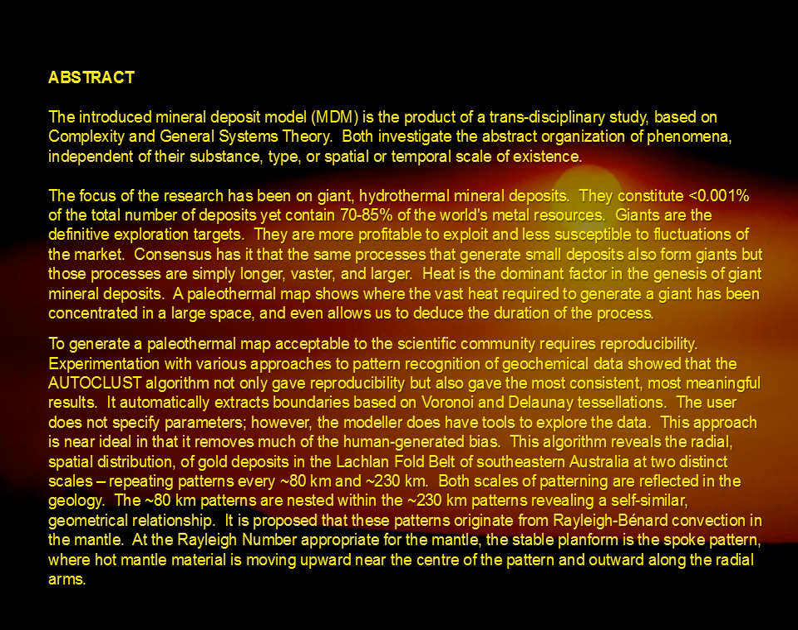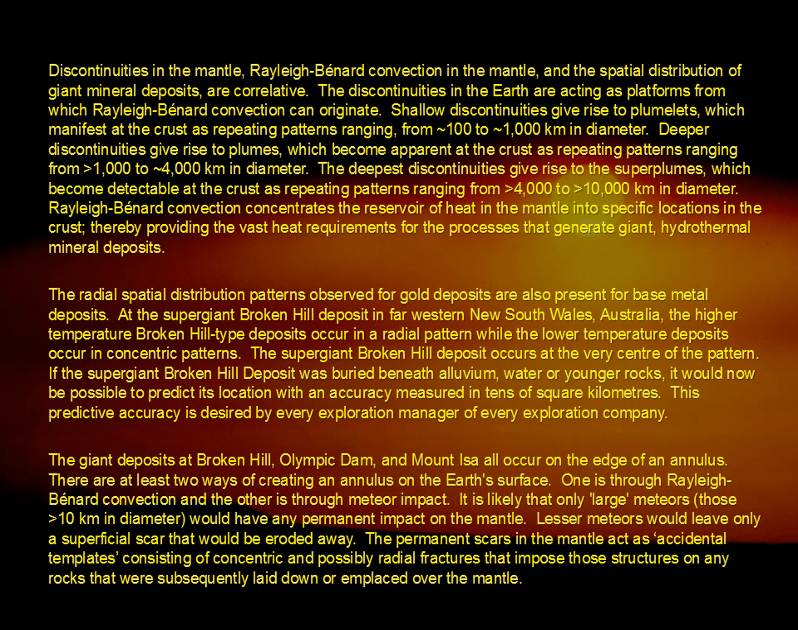It is proposed that these patterns originated from Rayleigh-Bénard convection in the mantle. At the Rayleigh number appropriate for the mantle, the stable planform is the spoke pattern, where hot mantle material is moving upward near the center of the pattern and outward along the radial arms. Discontinuities in the mantle, Rayleigh-Bénard convection in the mantle, and the spatial distribution of giant mineral deposits are correlative.